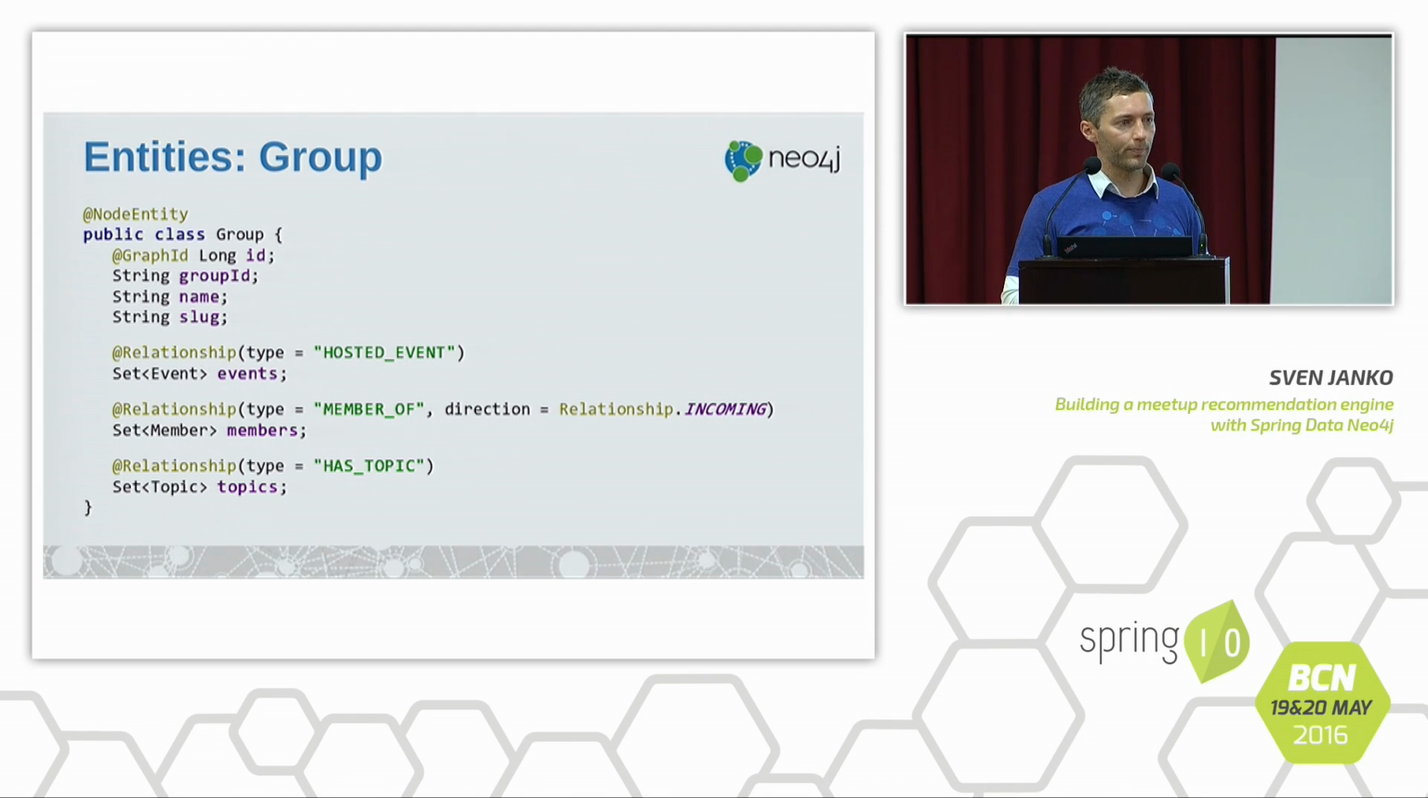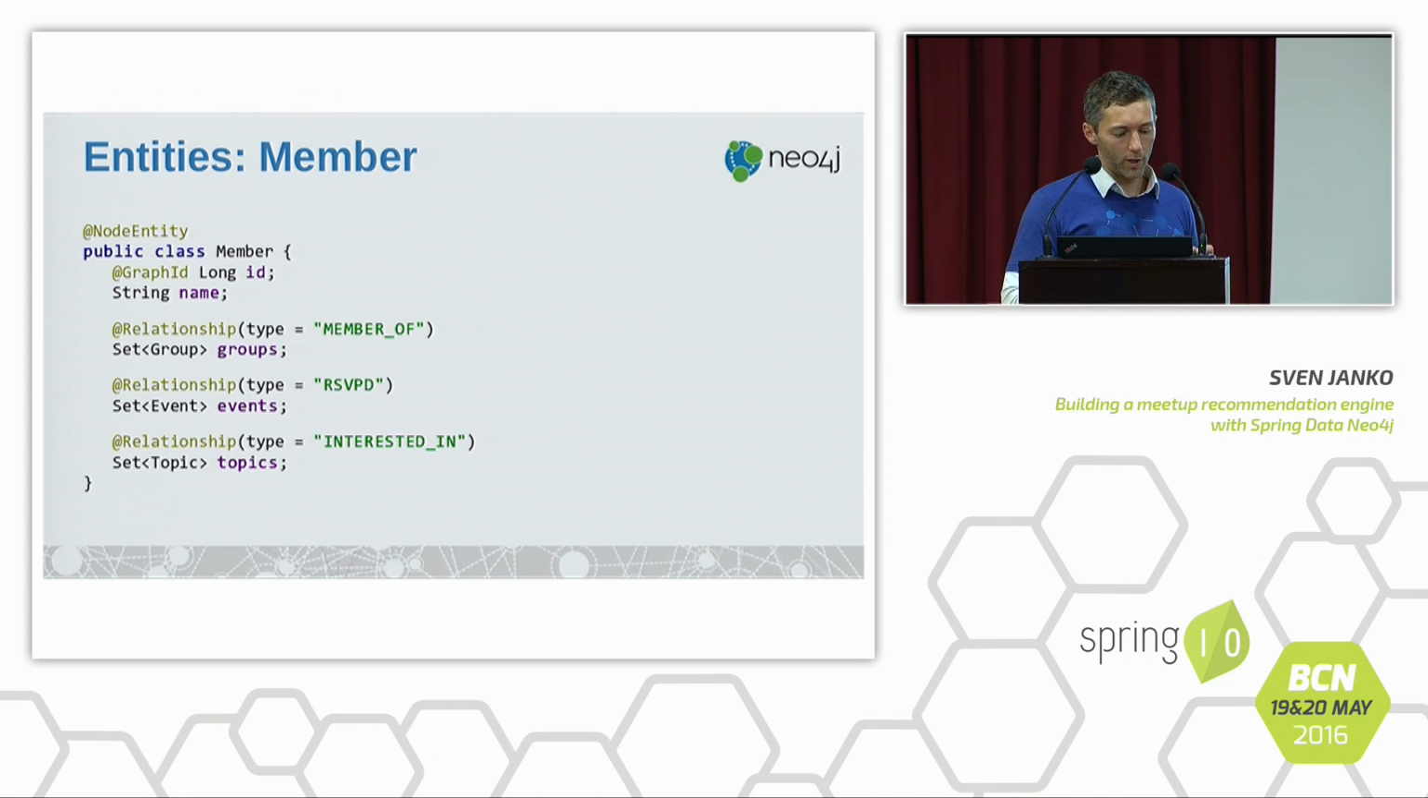And behind the scenes then, SDN is managing this set for us and adding all the events that are connected to that group. And the same is true for members, with the difference that the direction is the other way around. So that's why we need to define the direction parameter and saying this is incoming. This is an incoming direction. And then again, the group has some topics. There's nothing new compared to the other two examples here.